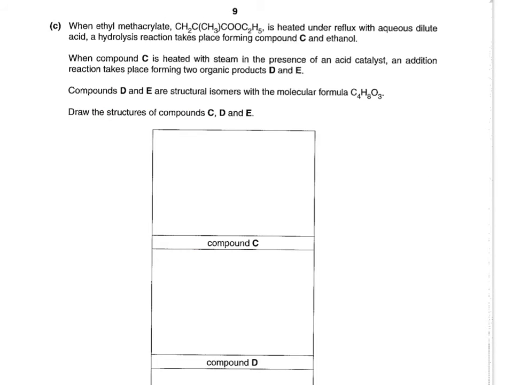So the next question says, when ethyl methacrylate is heated under reflux with aqueous dilute acid, a hydrolysis reaction takes place, forming compound C in ethanol. So it actually tells you there's a hydrolysis, and it also tells you that ethanol is one of the products. So the thing to do would be maybe to sketch out your structure for ethyl methacrylate again, so you can visualize what it's likely to do here.